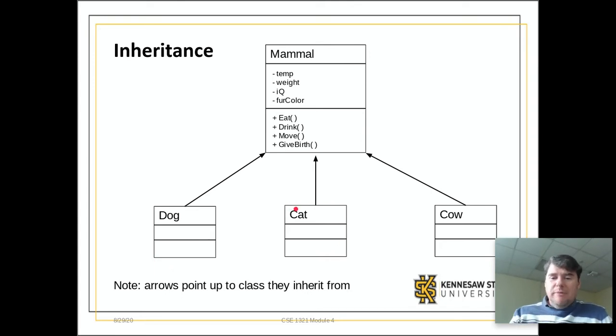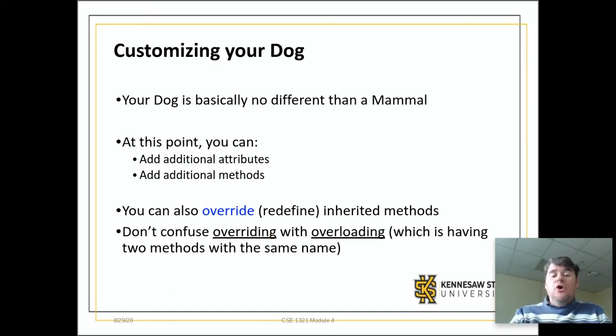Well, how does that work? Because they all inherited drink from Mammal. And the answer is, in dog, you would override drink, and in cat, you would override drink. Since there is no override in cow, it will do whatever the Mammal version of drink is, but since you overrode it in dog and cat, they will each do their own unique version of drink. So it is possible to override a method in one of the children.